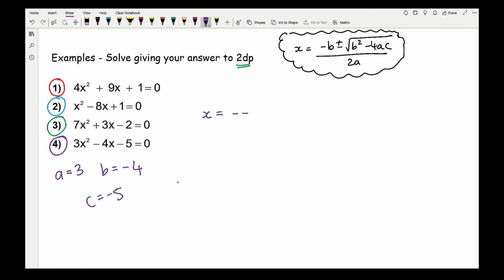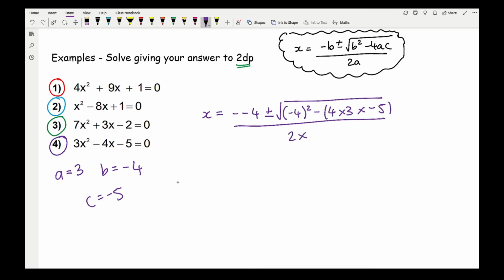So I've got x equals minus 4 plus minus the square root of minus 4 squared minus 4 times 3 times minus 5. That's all being square rooted, all divided by 2 times 3. So simplifying the bits that I can, well, I've got two minuses, that becomes a positive, so it's plus 4, plus or minus. Minus 4 squared is 16, and then I've got minus 4 times 3, which is 12, times minus 5, which is minus 60, all divided by 6.